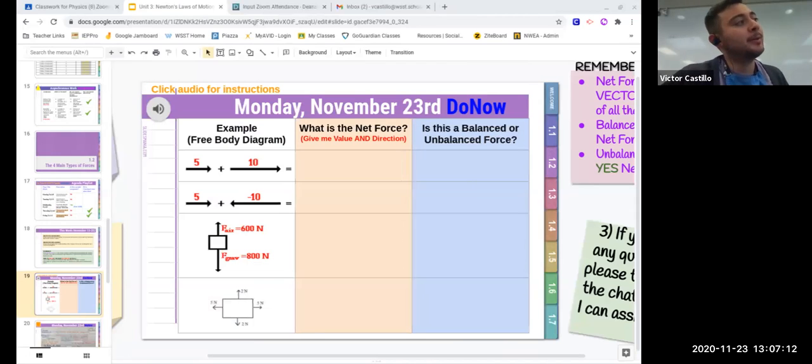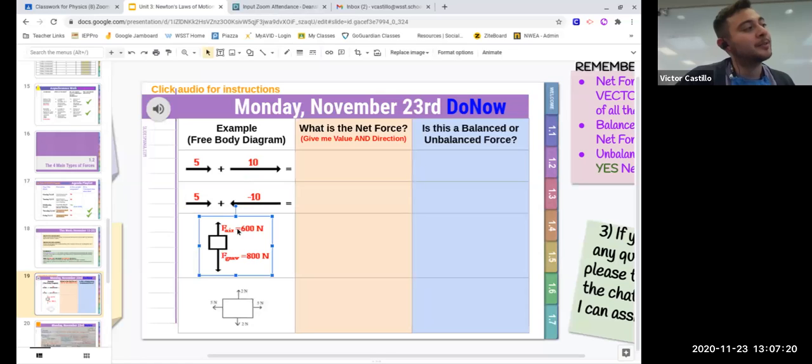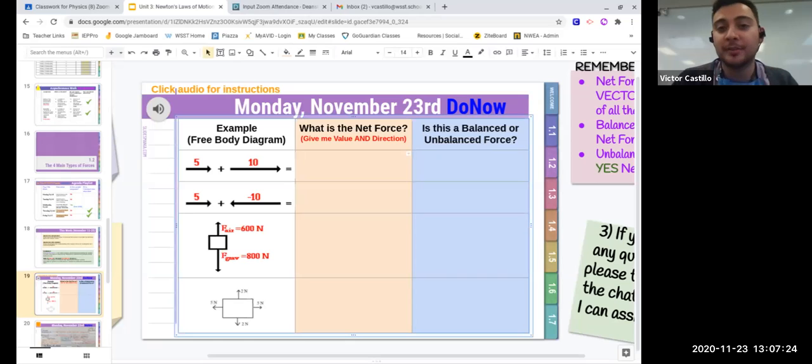Okay, so very quickly, we have our do now on slide 19 of our digital notebook. And we have four examples, four different body diagrams, okay? Now, the net force is just the addition of all the forces acting on each other. So as you can see, we have a lot of vectors, and we know they're vectors because they're arrows with magnitude and direction. So the first one, what is the net force?